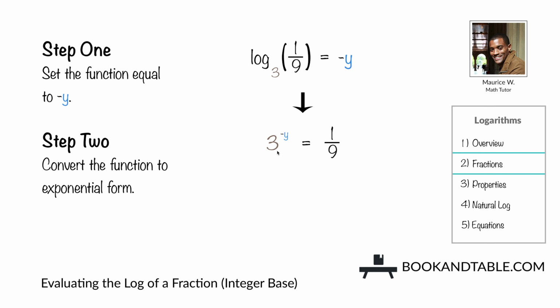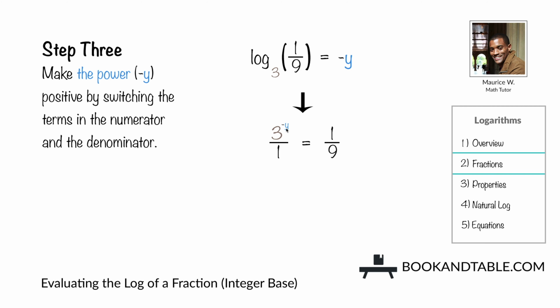And now 3 to a power of negative y is the same as 3 to negative y over 1. If we look at our numerators, 3 to a power of negative y is equal to 1. That's not going to help us solve for y. In our denominators, 1 is equal to 9 is not true, so that doesn't help us. So that's the clue that we want to switch these terms. So we move this numerator to the denominator by making this exponent positive. So that's step 3. And when we do so, we get 1 over 3 to a power of y.